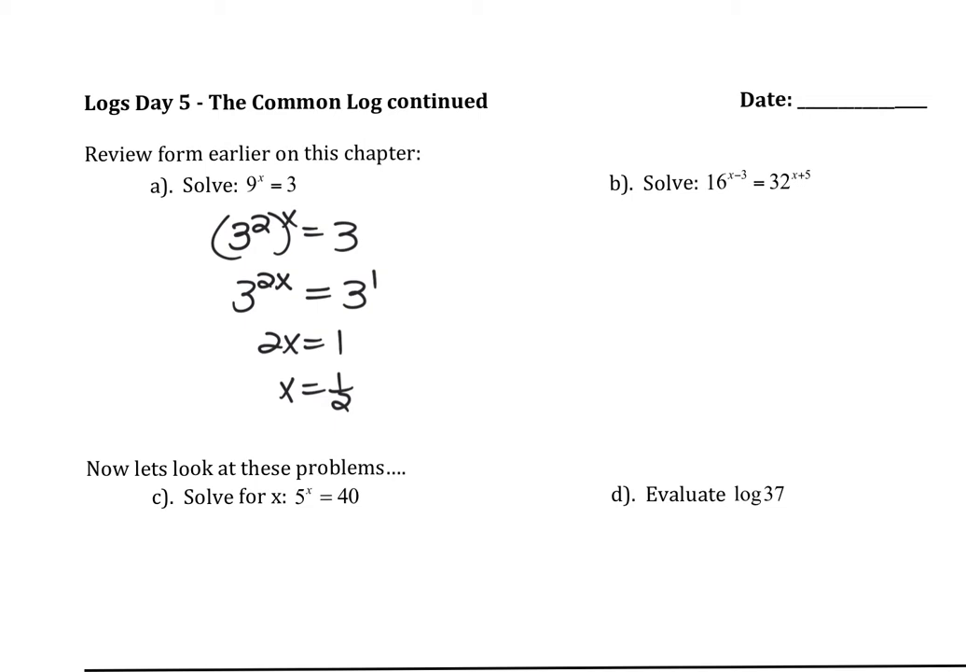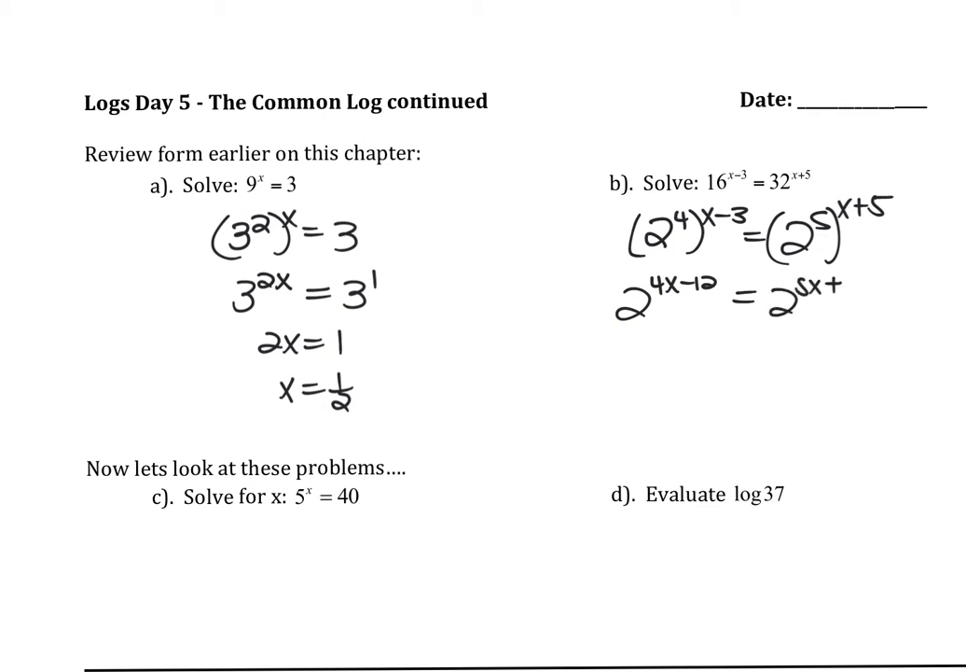Similarly with B, both 16 and 32 can be broken down. 16 can break down to 2 to the 4th. 32 can break down to 2 to the 5th. We now have the power rule on each side, so we will need to multiply our exponents. Notice as I finish this up, we once again have like bases. So the property of equality says you can just set the exponents equal to each other.